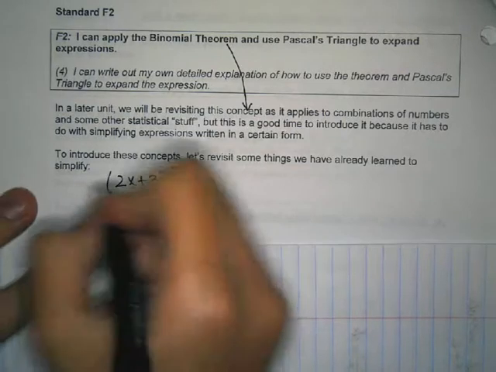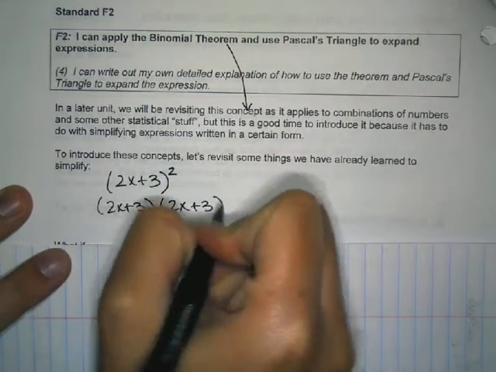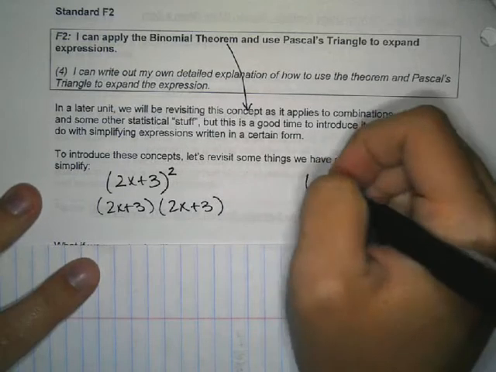Right? Because we'd write it as 2x plus 3, and then FOIL them together. We're not actually going to FOIL them together, but that's what we would do at that point. What if I gave you something like this?